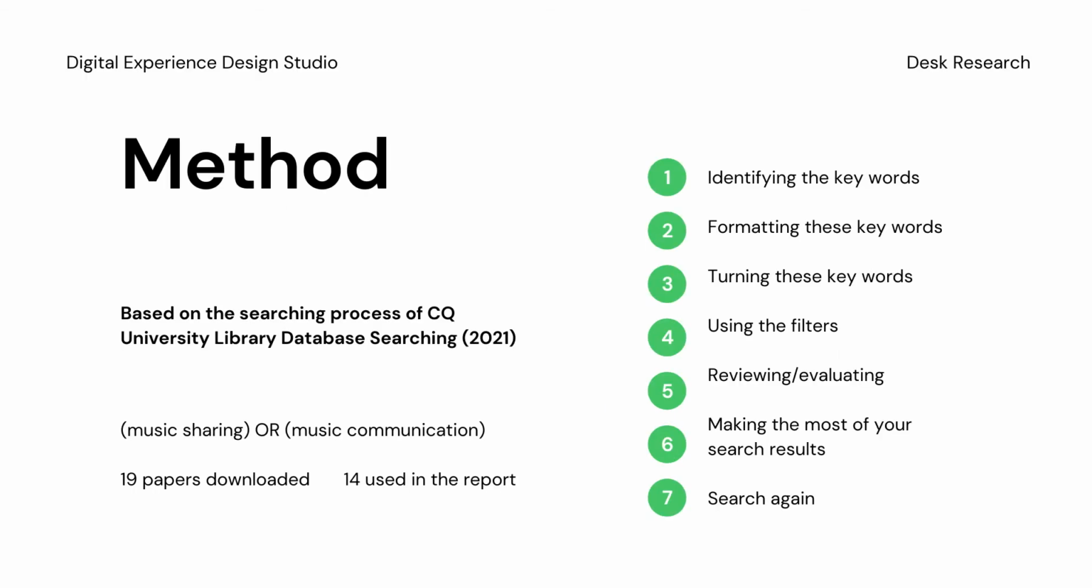During the desk research, I was following the researching process of the CQ University Library database, which is on the right-hand side, and I just keep repeating the process. I use some keywords, music sharing, music communication, in brackets, and add an "or" in between, because it helps me quickly find material including music sharing or music communication. For me, the most effective way to find a related resource is to look at the current reading I found and try to find something from the reference list.